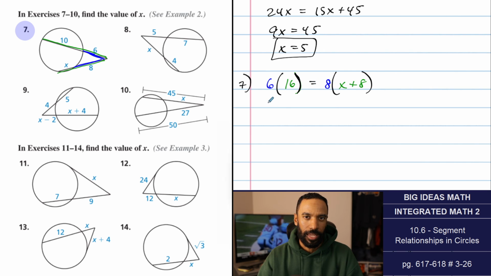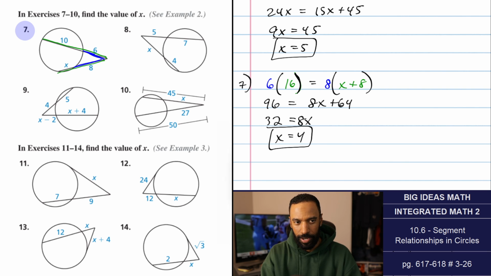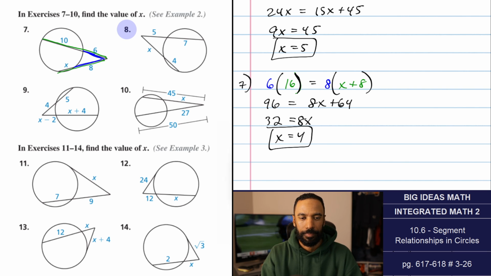This is one of those things I could divide these by 8 here, but let's just multiply that out. We get 96 equals 8x plus 64. Subtract 64 over, that's 32. And divide both sides by 8, you get 4. They only ask to solve the value for x. That's the value for x. Number 8.